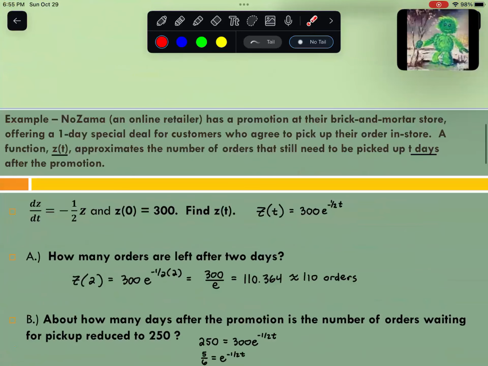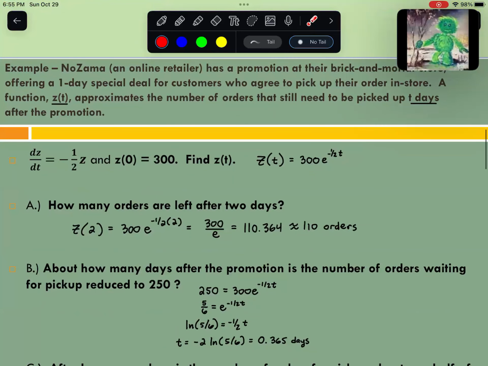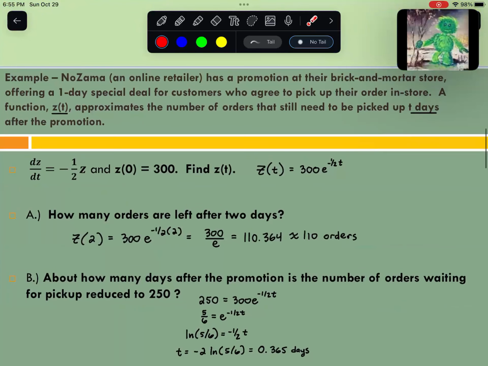Now you're ready for an example. Nozama, an online retailer, has a promotion at their brick and mortar store, their physical store, offering a one-day special deal for customers who agree to pick up their order in store. The function z of t approximates the number of orders that still need to be picked up t days after the promotion. So presumably people make the orders online. Some people show up pretty soon to pick it up. Some people might not do that right away.